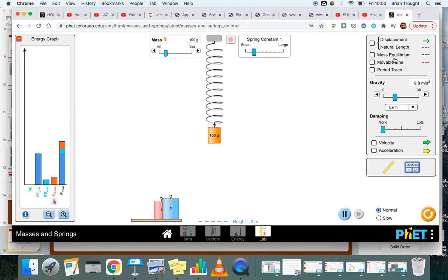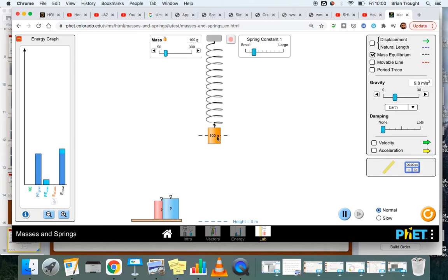I'm going to add in here the equilibrium position. So when the particle isn't moving, there's a line there that goes through the center of gravity of the mass, and we call that the equilibrium position, or the equilibrium line, or the center of oscillation. I'll probably just refer to equilibrium position in that case.